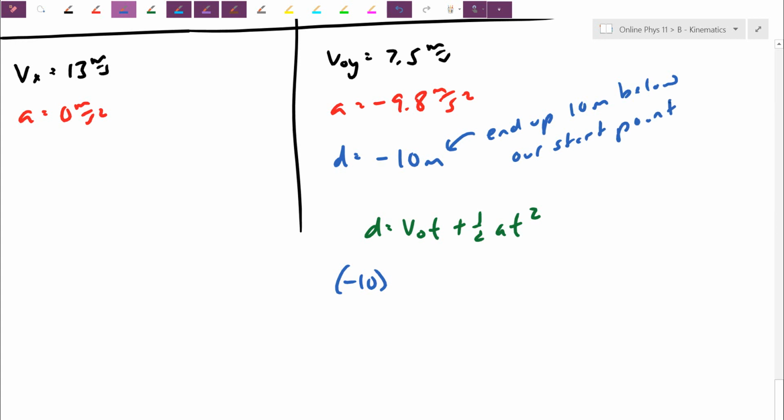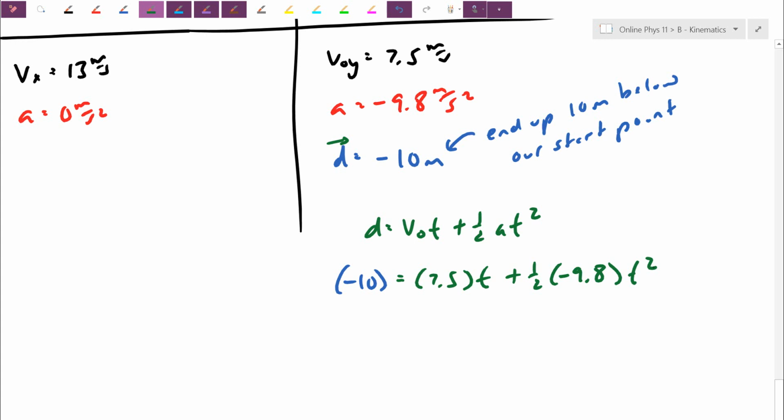Right? That's the whole benefit of doing it with vectors here. I don't really care what happens in between. I just care about the overall displacement. So sure, you went up 2.9, but you fell down 12.9. In total, it's like you have just gone down 10, right? So that's a negative 10 there. The initial velocity here is going to be 7.5. That's positive. I don't know the time. Plus 1/2, a negative 9.8 for acceleration, t squared.